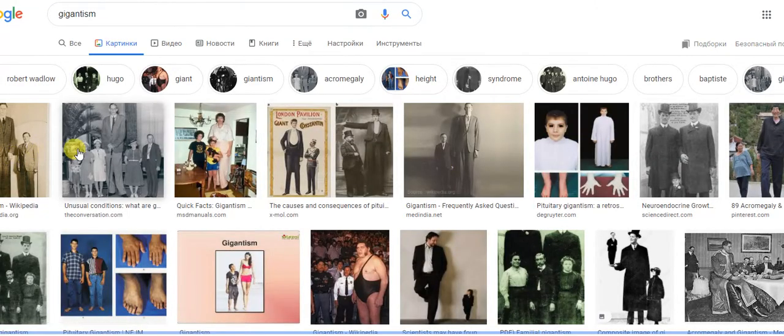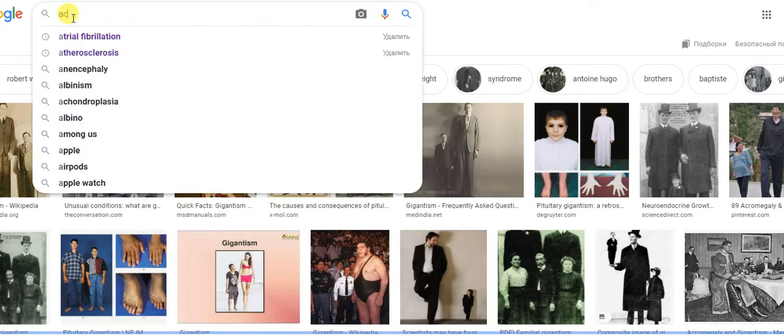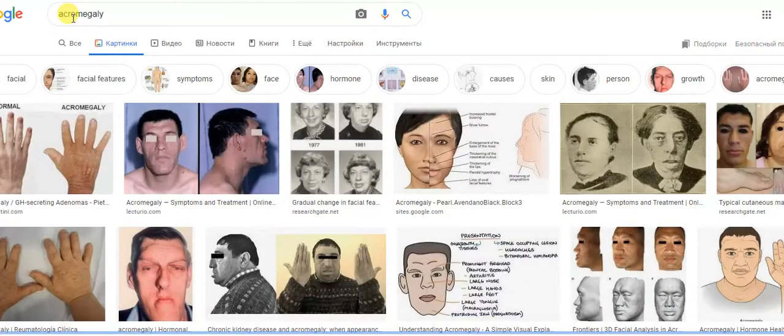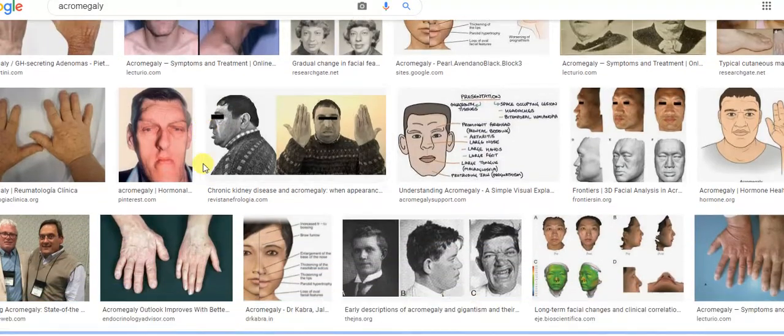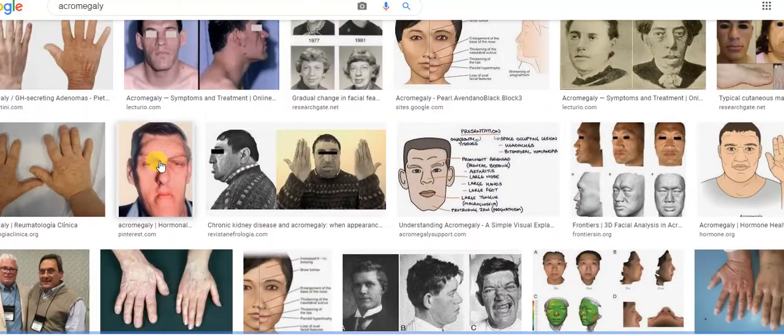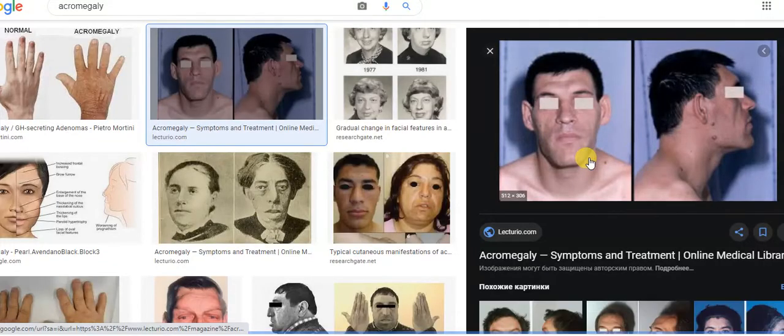You see all these pictures of extremely large persons. They are examples of gigantism. Let's talk about acromegaly. This face expression is typical. Okay, let's take a look. You see the extremely large cheekbone is very prominent, very massive mandible, very massive eyebrows.